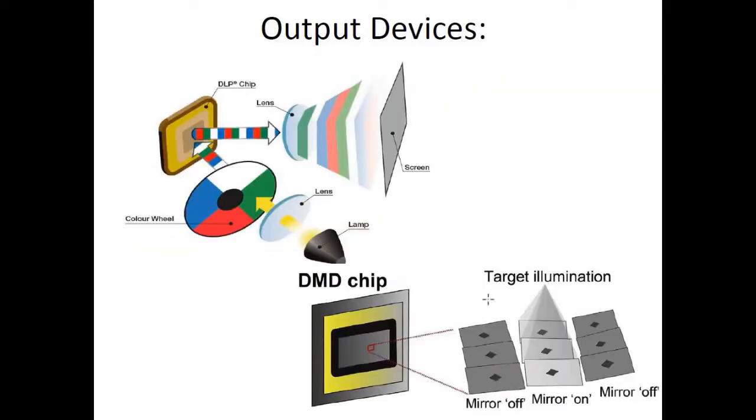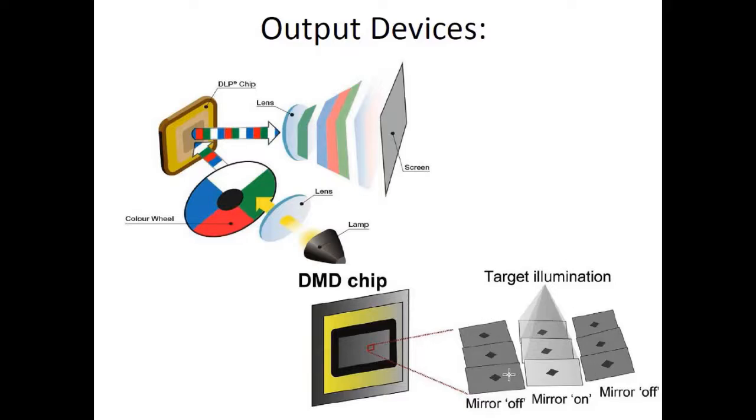See, this is a light source or a lamp. It magnifies the light through a lens which falls onto a color wheel or a color filter which breaks the light into its three components: red, green, blue, and sometimes violet. Then it falls onto a DLP chip. DLP chip is something like this.